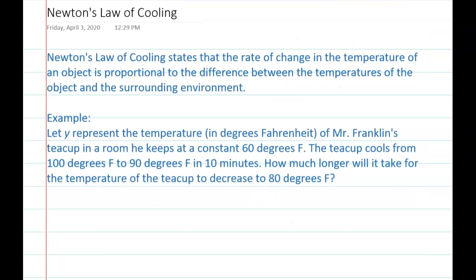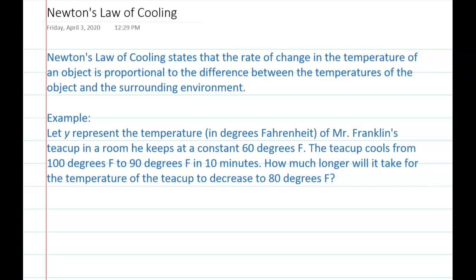We're going to wrap up part 3 with Newton's law of cooling, which is a pretty cool application of differential equations and the resulting temperature functions that we can create for objects. So Newton's law of cooling states that the rate of change in the temperature of an object is proportional to the difference between the temperatures of the object and the surrounding environment. So that temperature differential is a key driver of the rate of heat transfer, in fact.